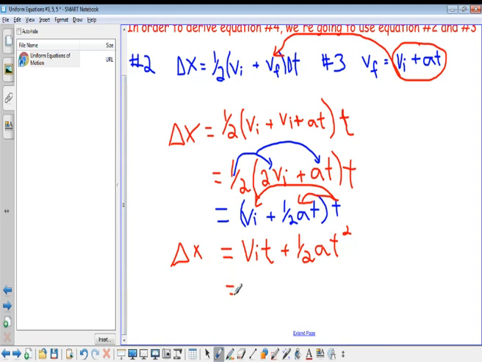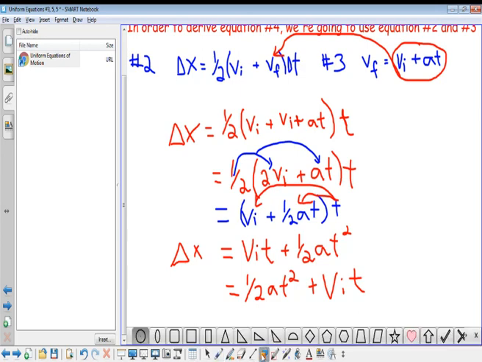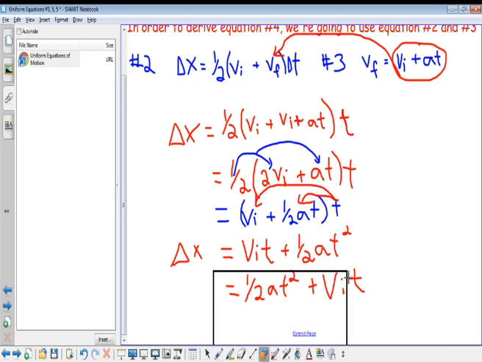I can also write it as we see it on the wall in my classroom or in your textbook as 1/2 AT squared plus VIT. This is equation number 4. Make a box around it, like I'm going to do right now, and label it equation number 4. And then when you are ready, move on to the example problem.